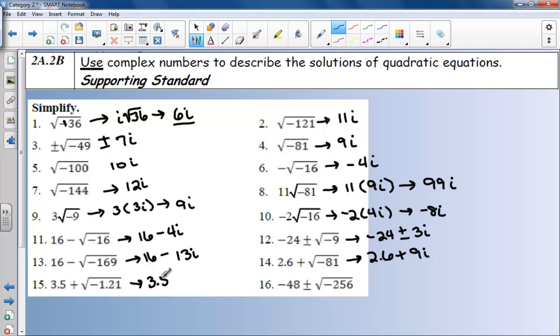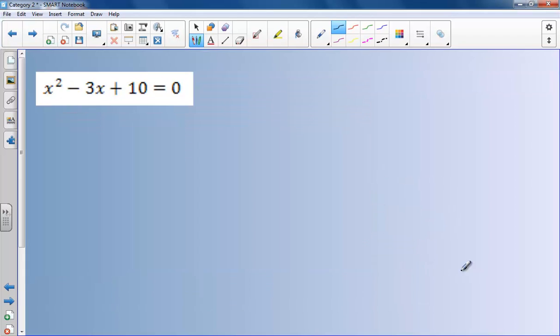3.5 plus 1.1i, negative 48 plus or minus 16i. And that's just simplifying. Of course, the reason you need to know how to do that is because of solving quadratics, so that's part of this. I haven't gotten very far in our category.